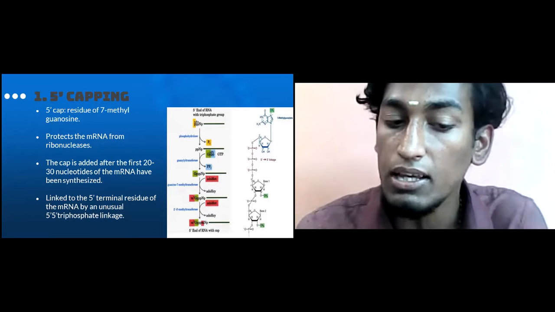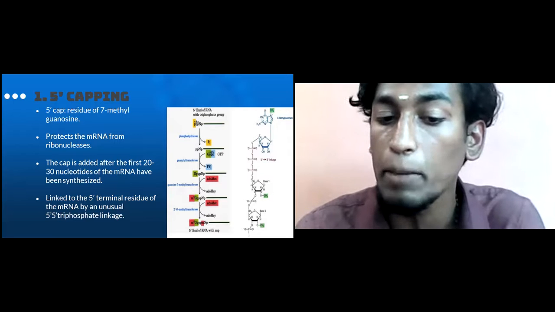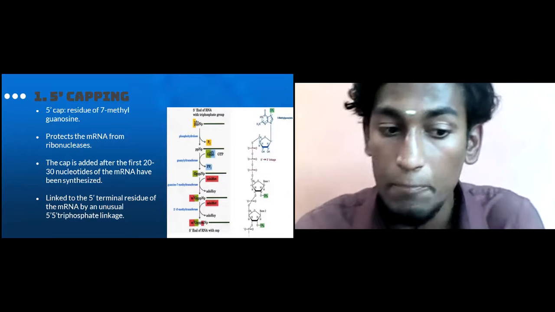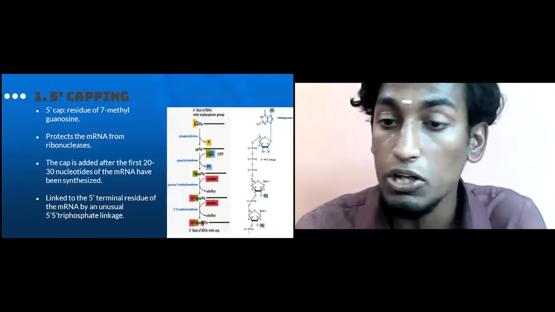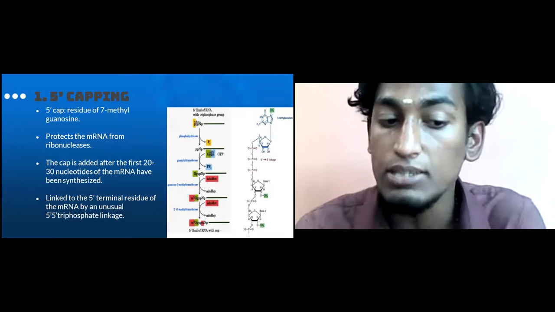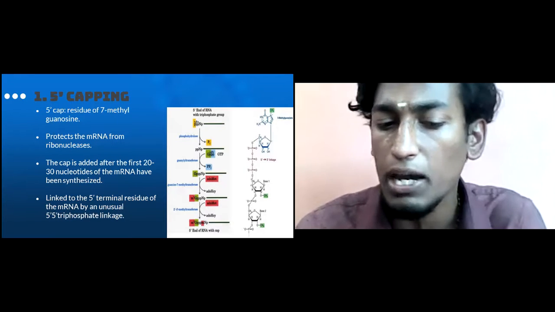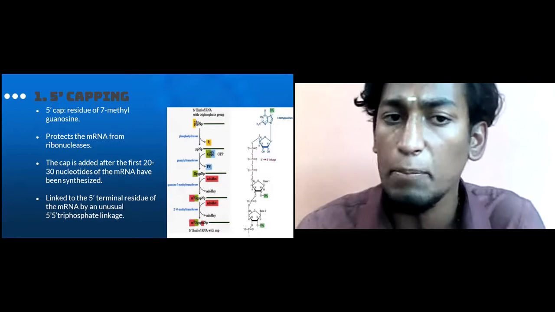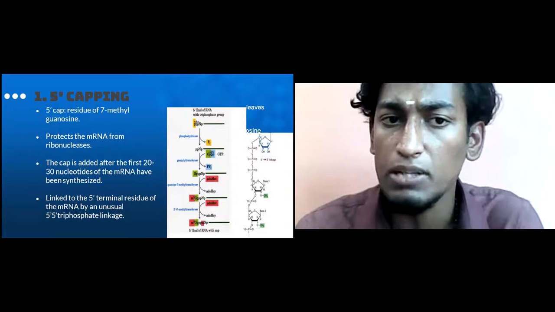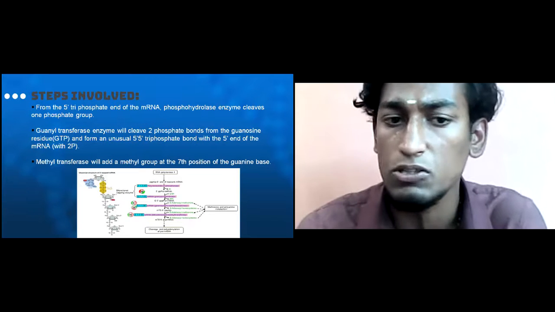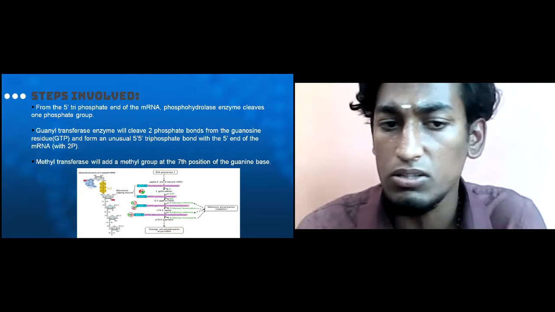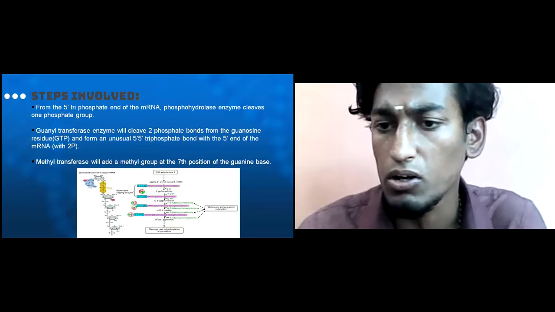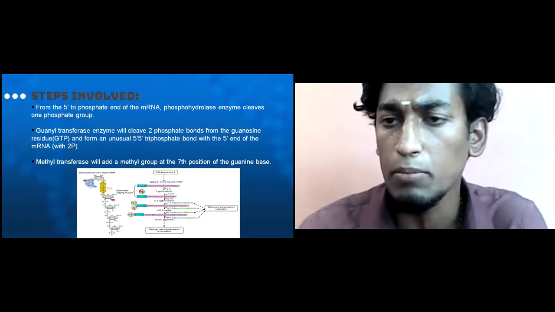Next, in the 2nd and 3rd nucleotide, a methyl group may be attached to the 2' position of the sugar. And additionally, this methyl group can rarely be attached to the bases of the 2nd and 3rd nucleotide of the pre-mRNA. This is what is happening in 5' capping. These are the steps involved that I was talking about, where the methyl transferase will add a methyl group at the 7th position of the guanine base. This is the primary step happening.